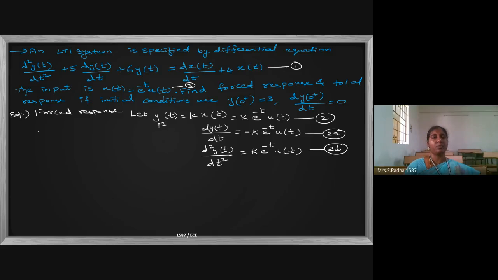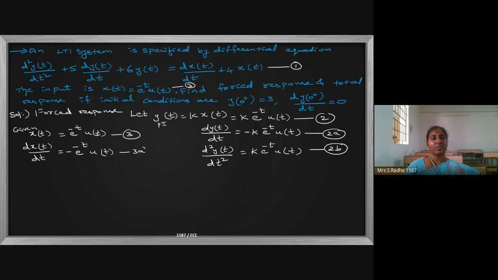I am taking input as equation number 3. If you see equation 1, on the RHS you are having dx of t by dt. Already x of t is given, which is e power minus t u of t. I am making it equation 3. Now I am going for dx of t by dt. One time differentiation, it will become minus e power minus t u of t.